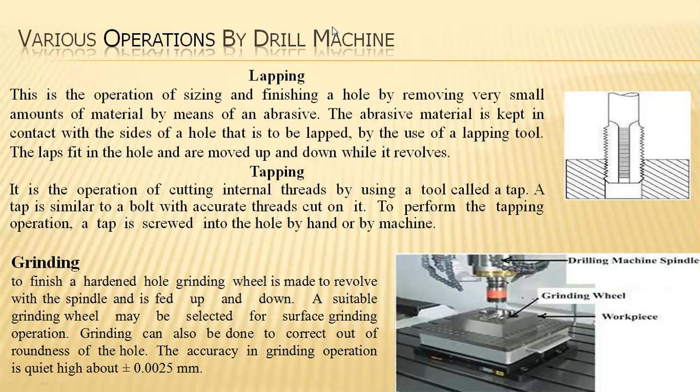Lapping process. This is the operational process utilized for sizing for good dimensions, or nominally we'll say better dimensions, which leads to particular finishing levels. It does that by removing very small amounts of the material, in a powder state of tiny particles.